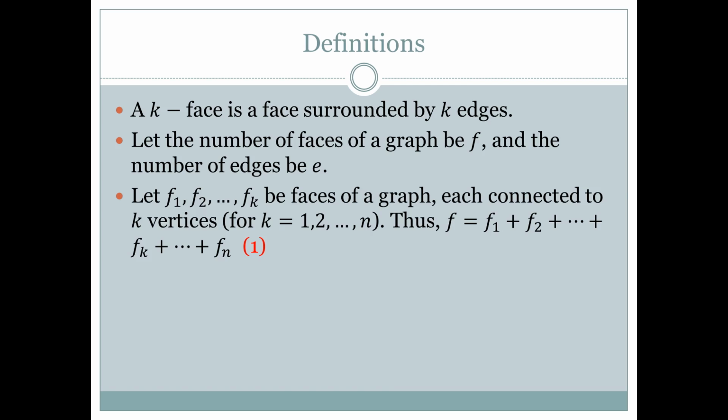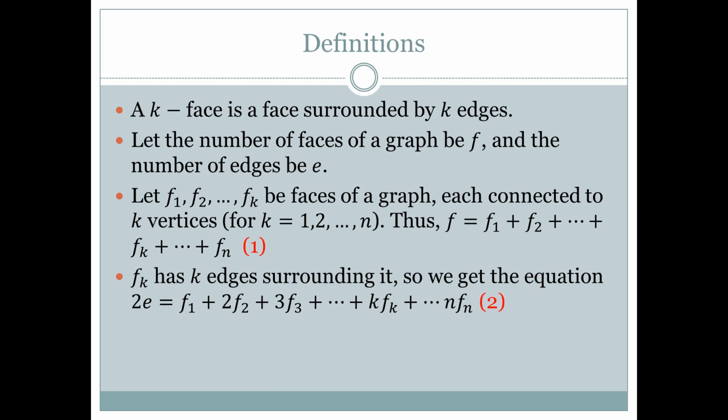So if we have F1, F2 up to Fk, and then all the way up to Fn, these are faces of the graph. So they're connected to the K vertices. Then the total number of faces, F, will be F1 plus F2 all the way up to Fn. So this should make sense. We're just adding up the faces. But we can also come up with an equation for the edges. Each K face will have K edges surrounding it. So for example, if you have one 3 face, then that face will have 3 edges.